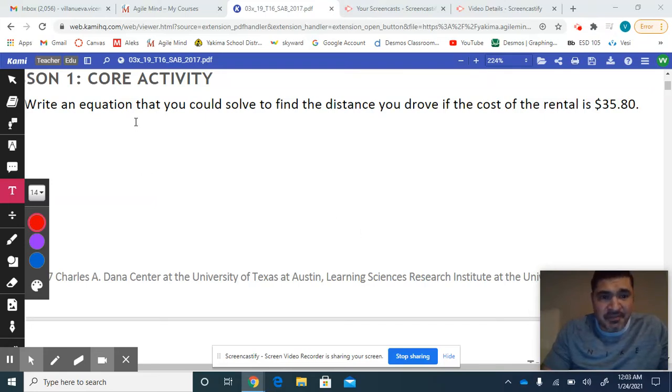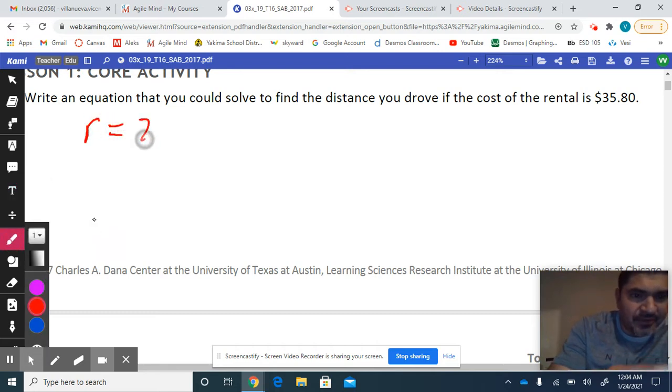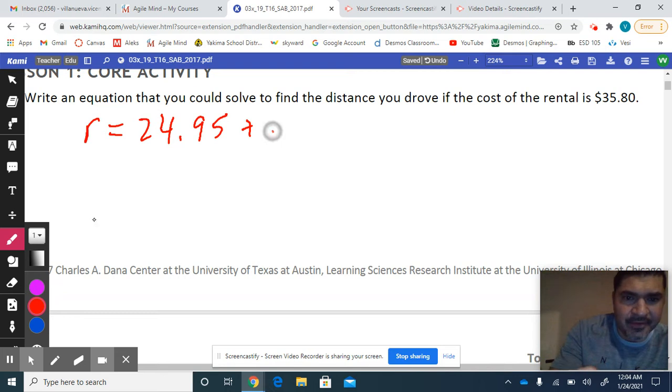Okay, continuing, we have the core activity. It says write an equation that you could solve to find the distance you drove if the cost of the rental is $35.80. So if you remember our equation, we had the rental, which is R, is equal to $24.95 plus 5 cents per mile.